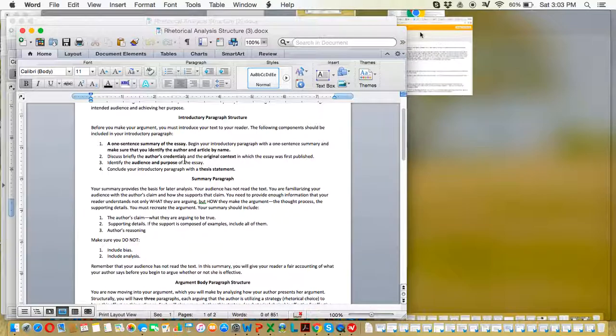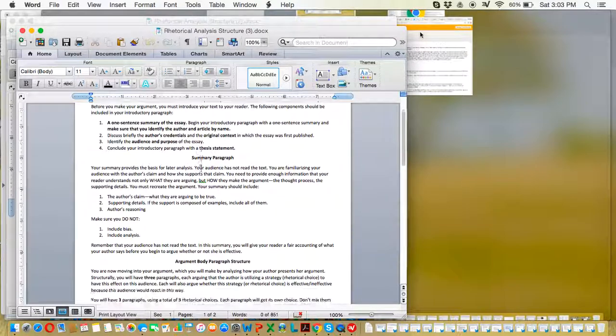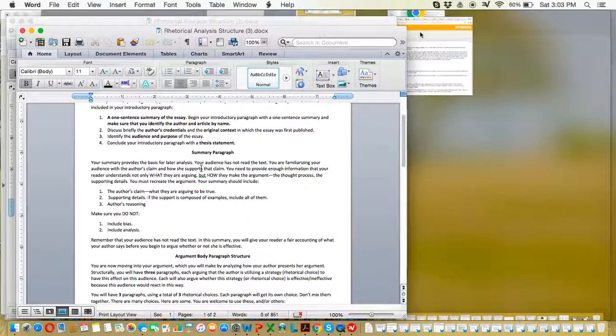Give the audience some purpose. We worked on that, and end with the thesis statement. We'll come back to that. So after you introduce this text and the author, then you give a summary of the text. You have to recreate the argument for your reader who has not read it, as you know.